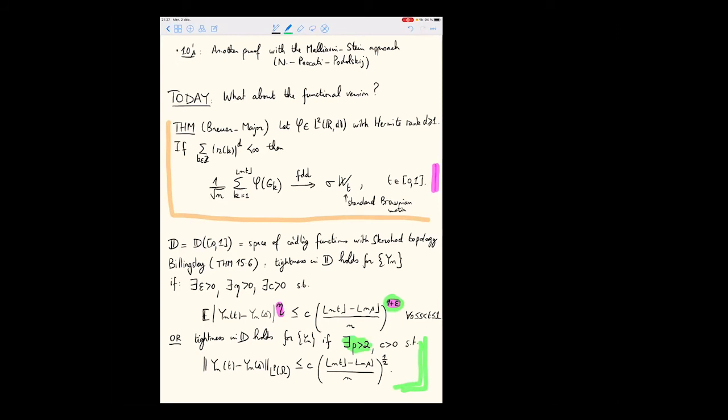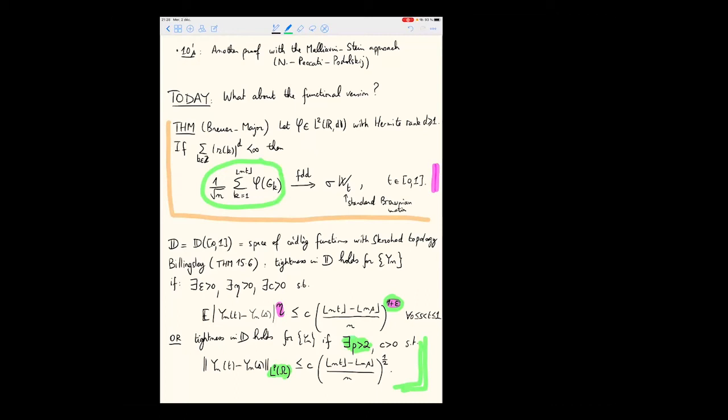In this case, it would be very easy to check because here you would get the L2 norm. Because Hermite polynomials are the orthogonal polynomials associated to the Gaussian measure, it is very easy to calculate, or to evaluate, the L2 norm of the difference Ynt minus Yns.